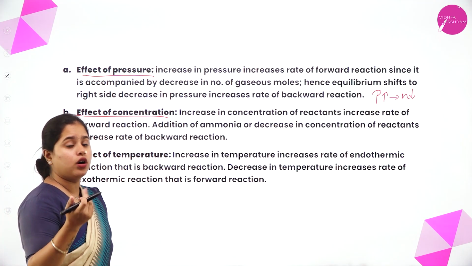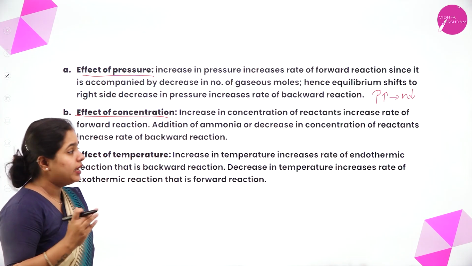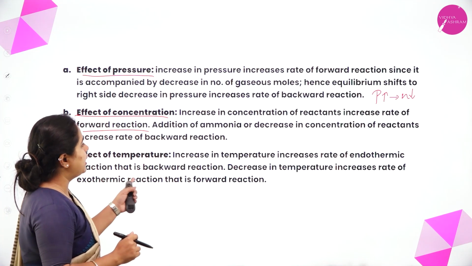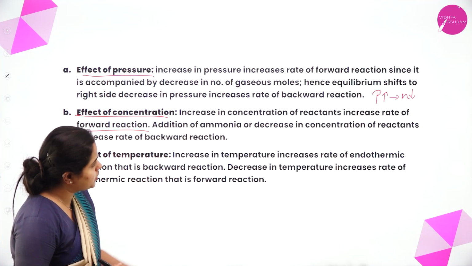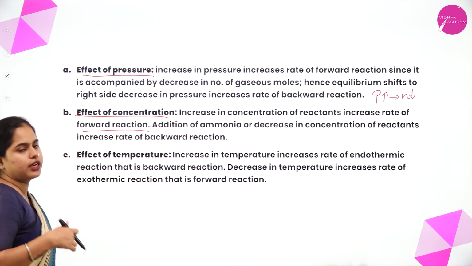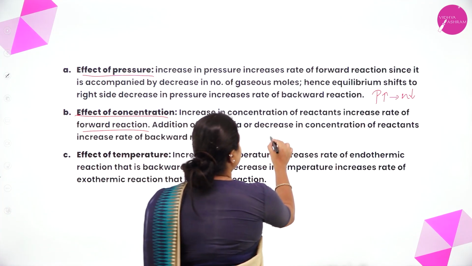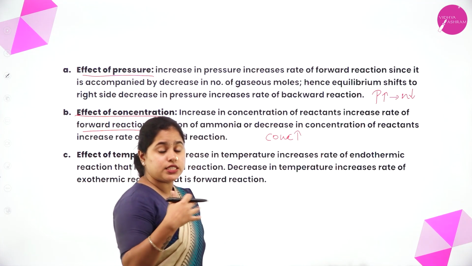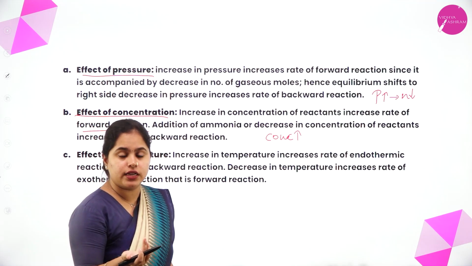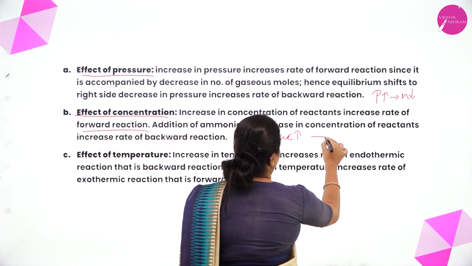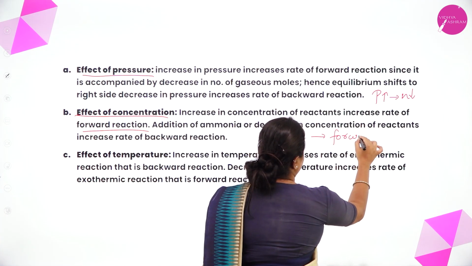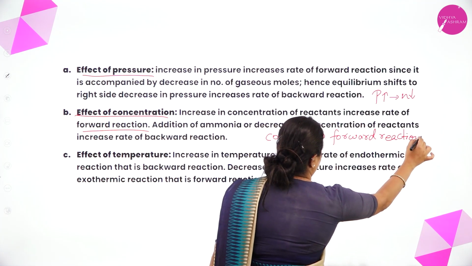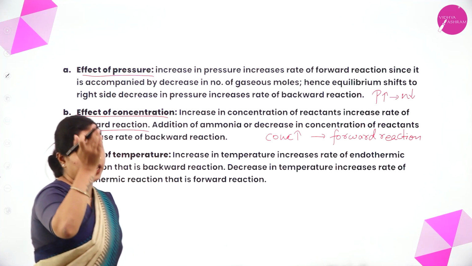The next one is the effect of concentration. Increase in the concentration of the reactants increases the rate of the forward reaction, to nullify the effect. And addition of ammonia or decrease in the concentration of reactants increases the rate of the backward reaction. So, if we are increasing the concentration of the reactants, it will favor the forward reaction, right?